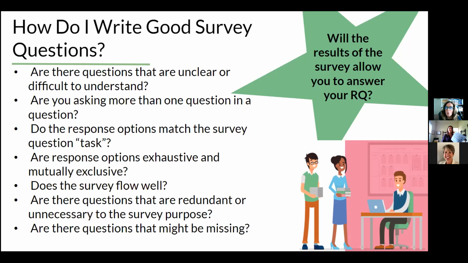Does the survey flow well? You want to organize your survey questions around your dimensions and your indicators. So if you've got questions about student performance, put those together. Questions about student skills, strengths and weaknesses, put those together. Keep your redundant and similar questions together. You want to keep the survey as short as possible. And always ask yourself, is this question going to help me answer our big research question, the big question that we have in general? And are there questions that might be missing that we need to ask?